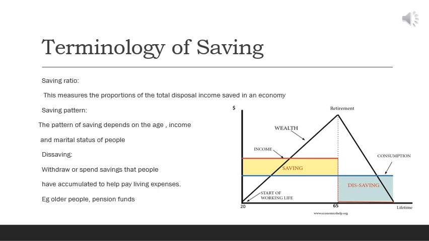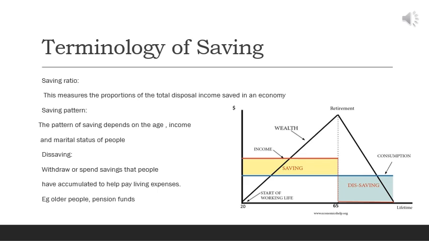Terminology of saving. Saving ratio. This measures the proportion of the total disposable income saved in an economy. Saving pattern. The pattern of saving depends on the age, income, and marital status of people. Dissaving. Withdraw or spend savings that people have accumulated to help pay living expenses. For example, older people and pension funds.